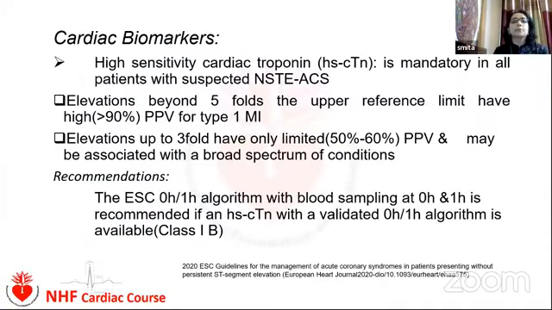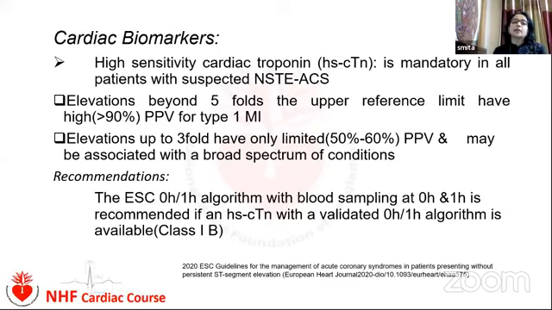Besides ECG, another important investigating tool is the cardiac biomarker, that is the high sensitivity cardiac troponin, which is mandatory in all patients with suspected non-ST ACS. If the cardiac troponin is elevated beyond 5 folds, it is clear-cut indicative of type 1 MI. If it's increased up to 3-fold, there may be possibility of other conditions.